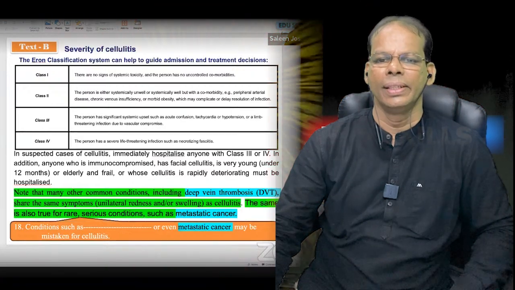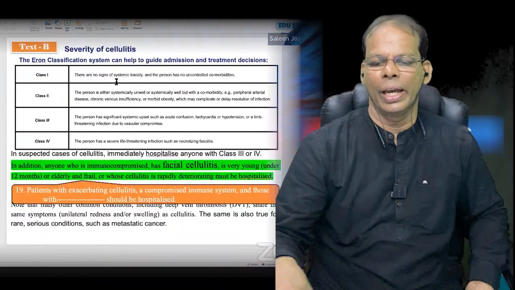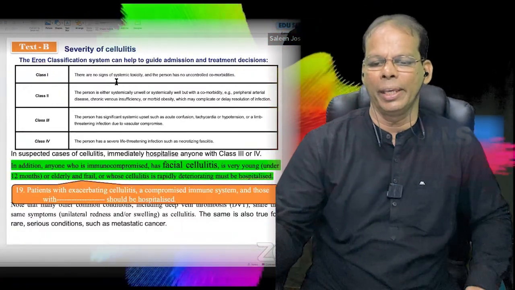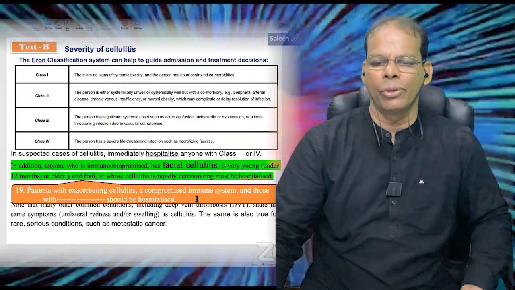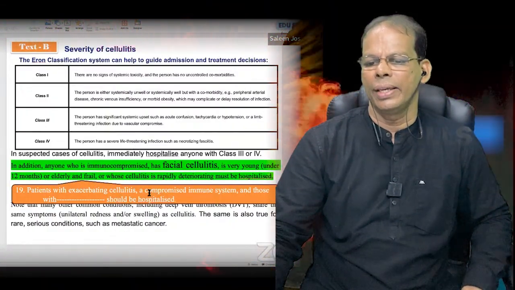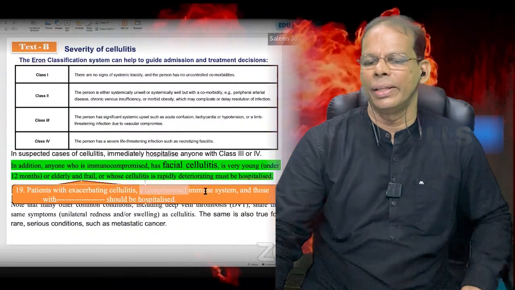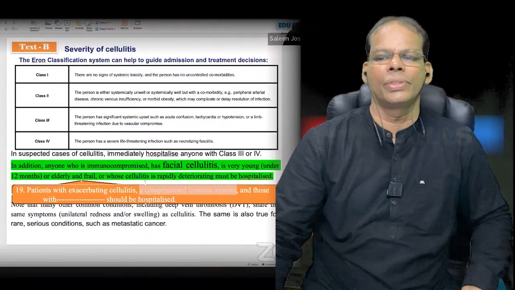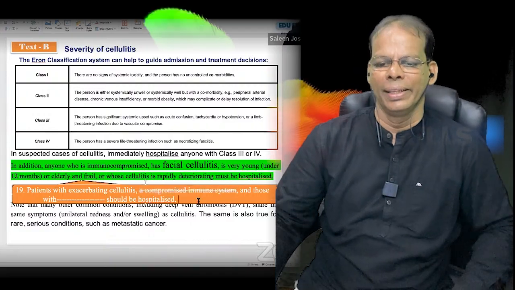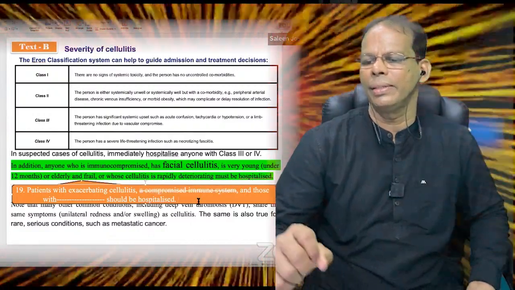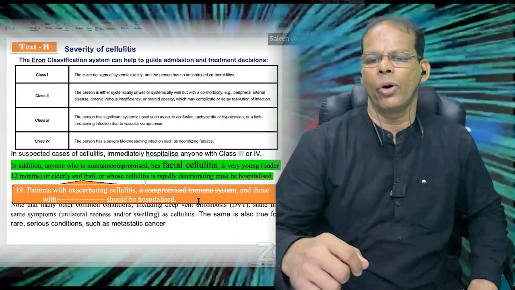Yes, Father. Now text B again, you have the 19th question from text B. Patients with exacerbating cellulitis, a compromised immune system, and those with dash should be. Now you see, as I told you, you can even ignore what comes in between commas. You need not even read those things. Without that, you can find the meaning. Patients with exacerbated cellulitis and those with dash should be hospitalized.